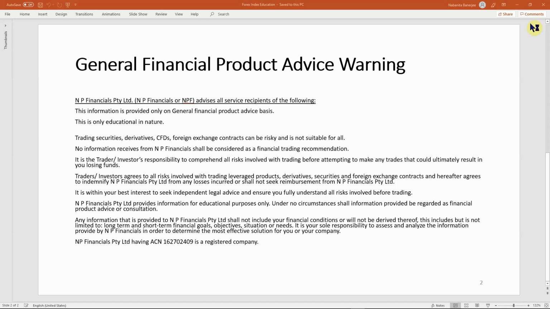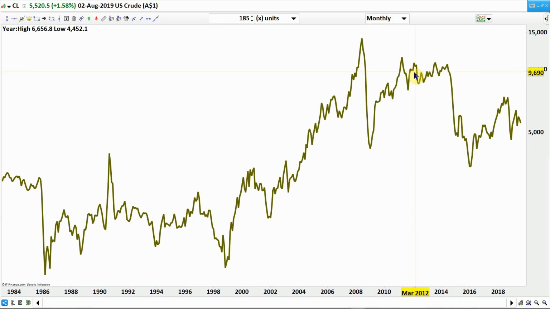Which you have gone through. Yeah. Sri has asked a question: what is the correlation between crude oil and natural gas? Both are commodities, and it's an excellent question.